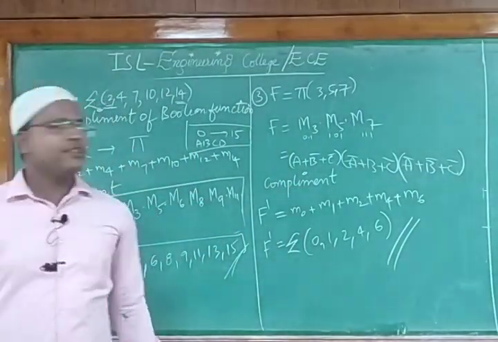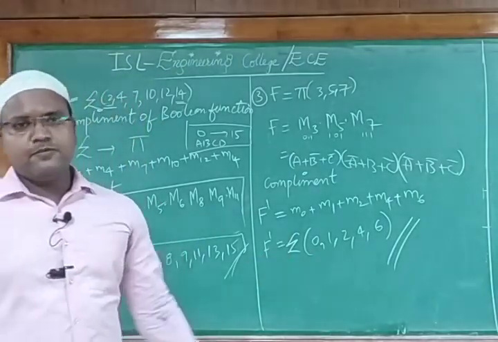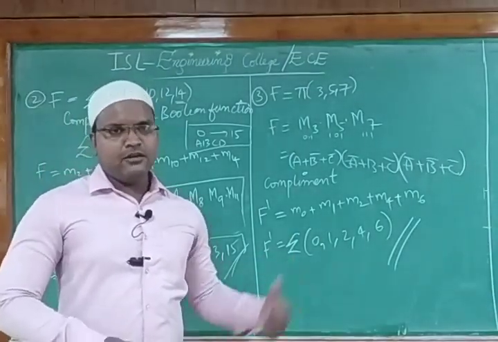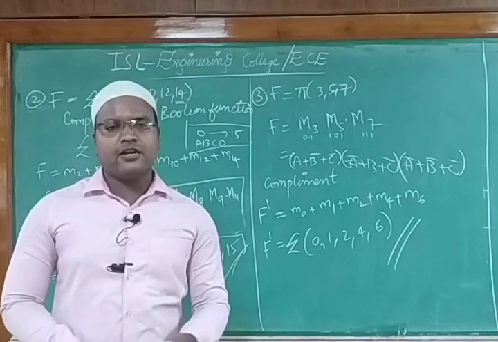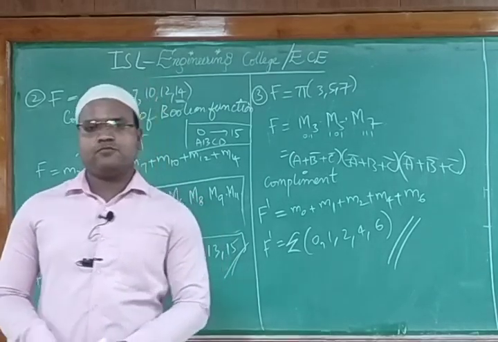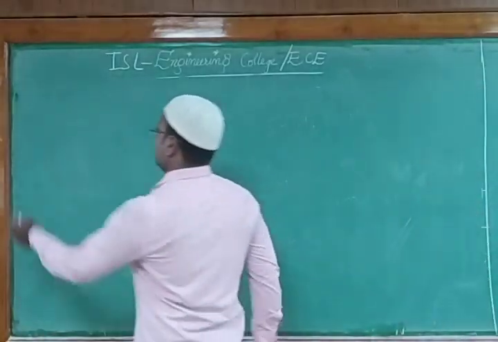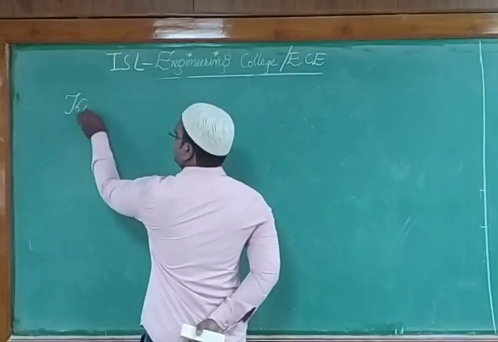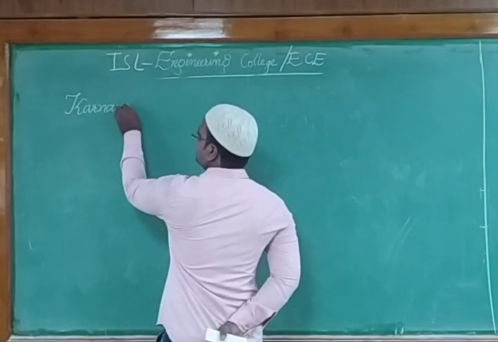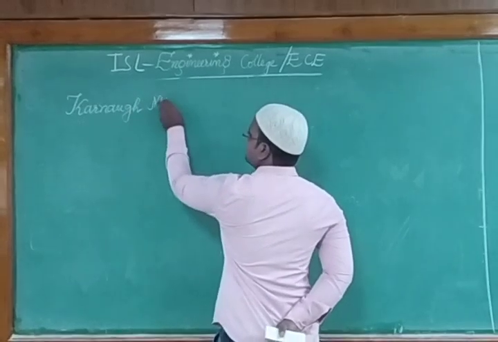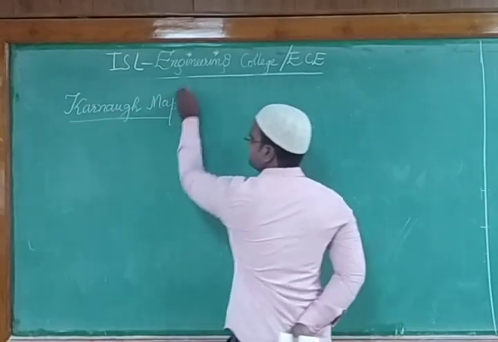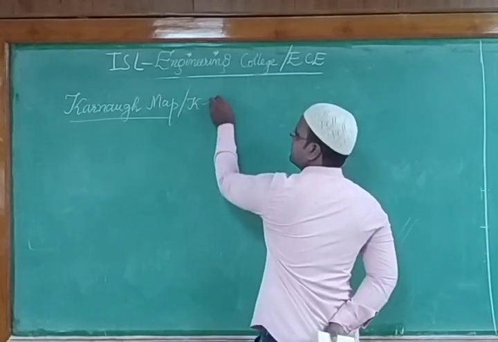done. So in the next problem we'll start this same thing by taking the universal gates and by using the K-maps. The next topic for our discussion would be the K-map or Karnaugh map, or in short we call it a K-map.